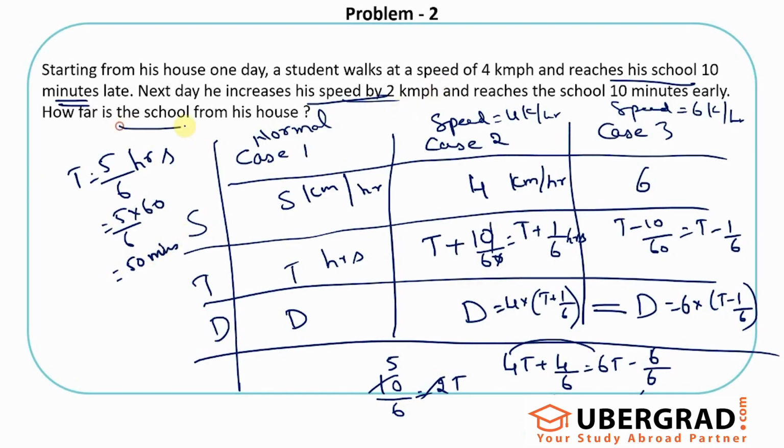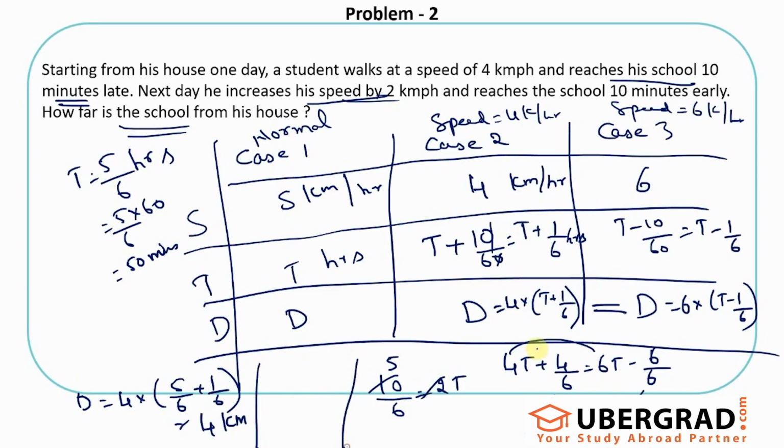They're asking us for the distance. How far is the school from his house? So this will be simply d is equal to 4 into t plus 1 by 6. That's what it is, right? 4 into t plus 1 by 6, t is 5 by 6. So 5 by 6 plus 1 by 6 is 1. So 1 into 4 is 4 kilometers.